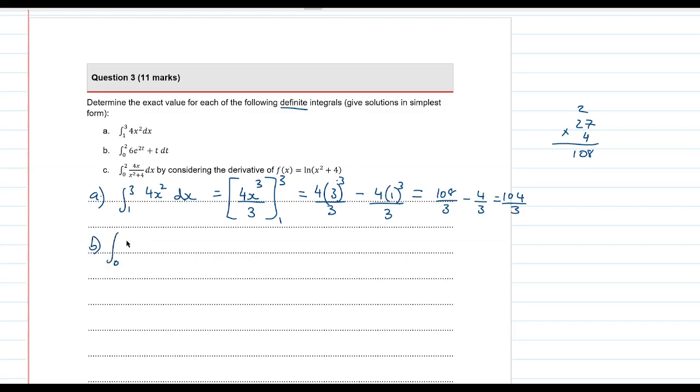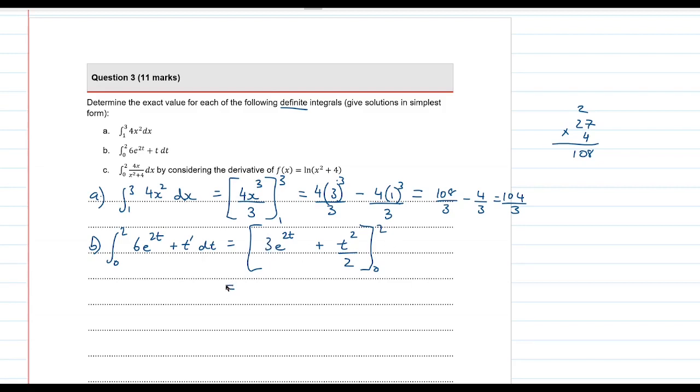B, we want to integrate between 0 and 2 for 6e to the 2t plus t dt. So this will integrate to 6e to the 2t, remember, divided by the differential of the power, so that's over 2, plus this is really t to the power of 1, so that'll become t squared over 2. And we want to integrate that between 0 and 2. So 6 divided by 2 is 3, so we can just write that as 3 here.